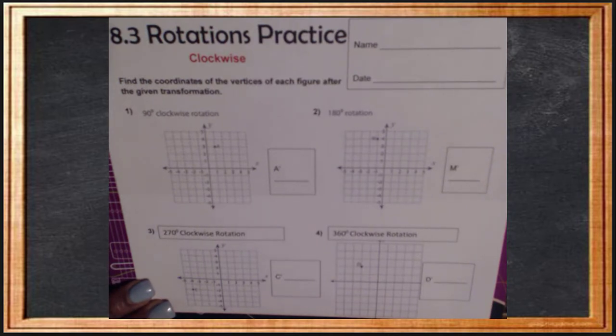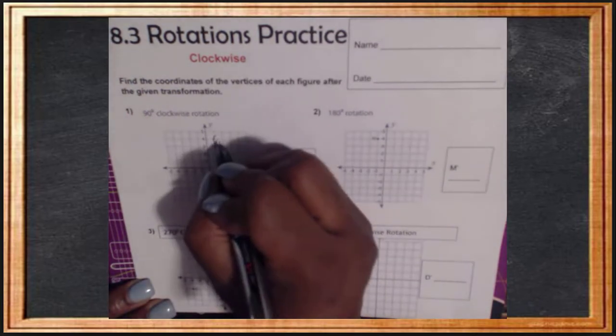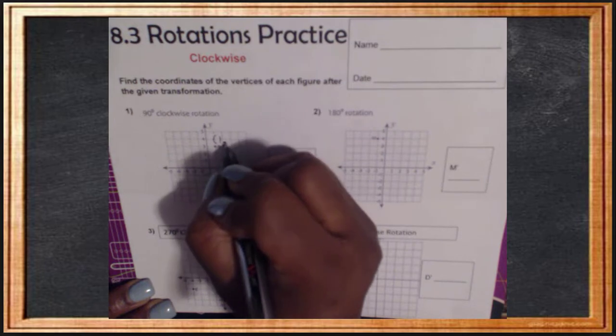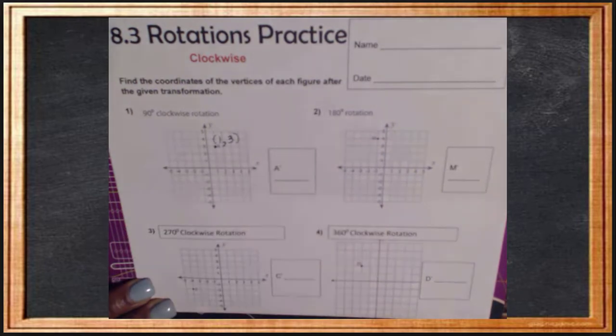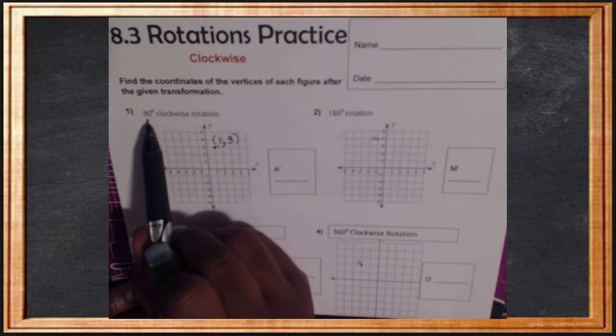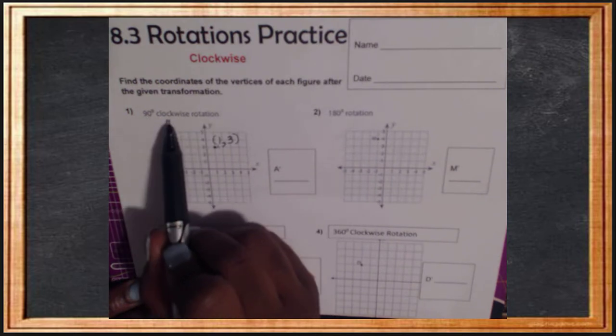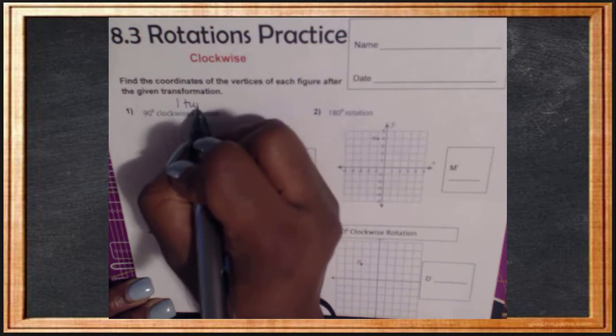If you look at the last slide, we can look at the steps to rotate an image. First thing we're going to do is see what quadrant the given point is located in. Point A is located in quadrant 1, and the coordinates for point A are 1, 3. Then we look to see how many degrees we are asked to rotate, which is 90 degrees clockwise.